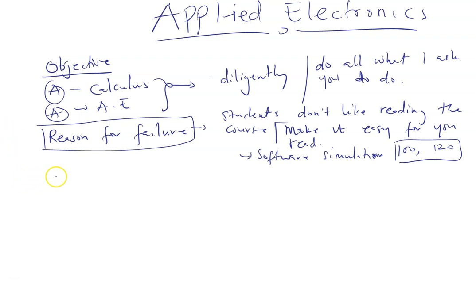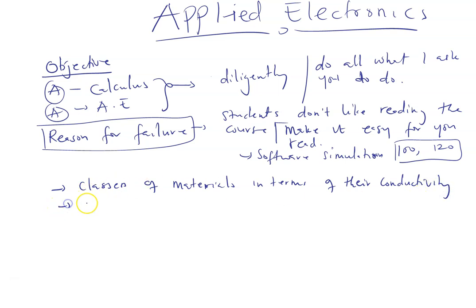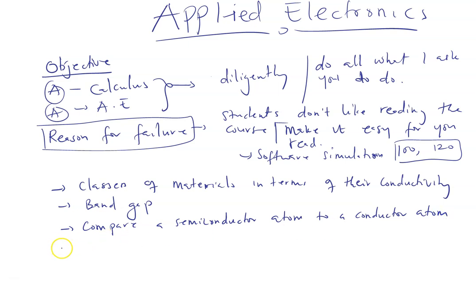So today, what are we going to talk about? Let's begin. We are going to talk about the classes of materials in terms of their conductivity. Then we also talk about the band gap. Then we compare a semiconductor atom to a conductor atom. Then we talk about the two popular semiconductor materials that are used in making electronic components. We are going to compare silicon and germanium.